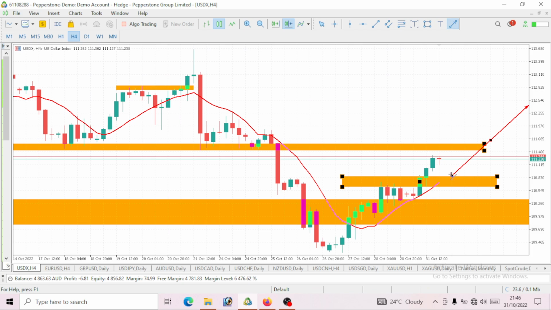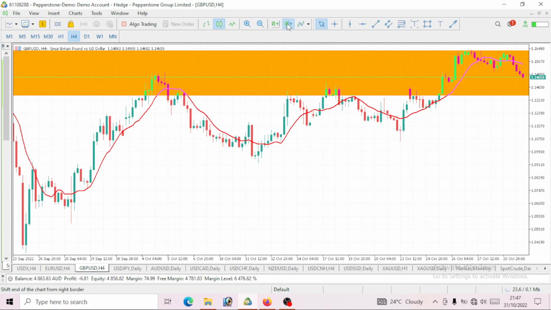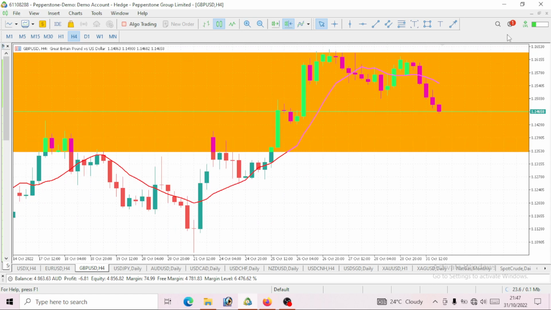So as we will be expecting a pullback on our USD index, then be expecting kind of a bullish move on our GBP to USD. That will reflect on our 4-hour time frame. Like this is a 4-hour time frame, guys. So we can take this as a bearish move, right? We will take here as a correction.